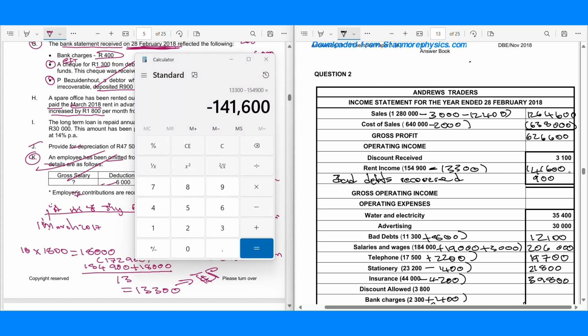So let's add everything here to get our operating income. 3,100 plus 141,600 plus 900. I'm going to get 145,600. So you add the two. When you add the two, you're going to get your gross operating income plus 62,600. You're going to get your gross. This is what you're going to get.